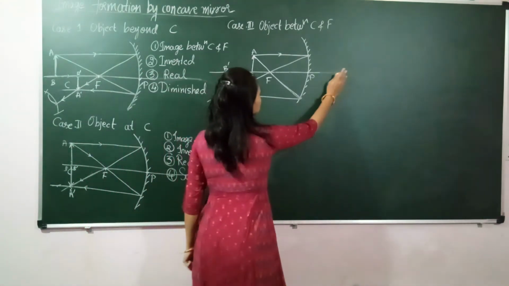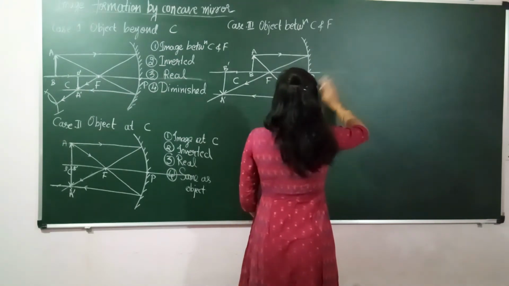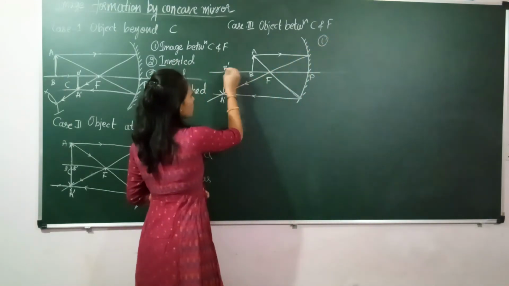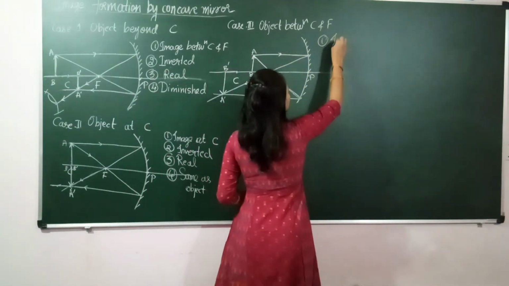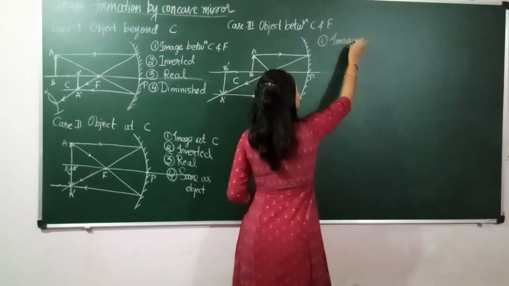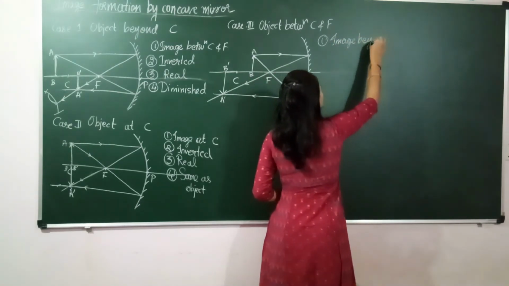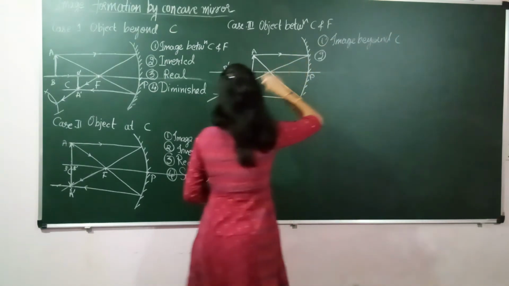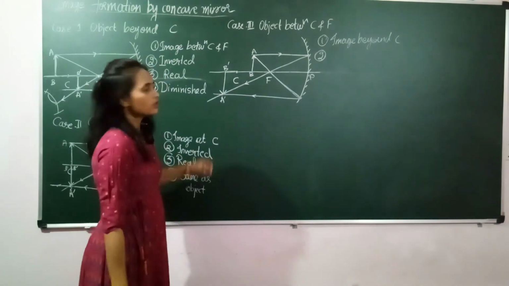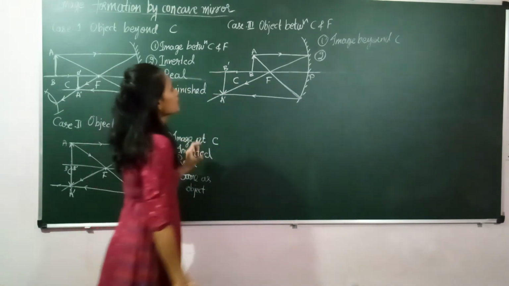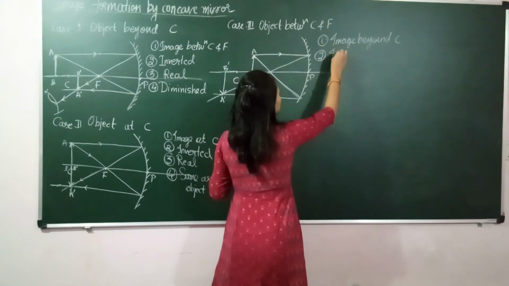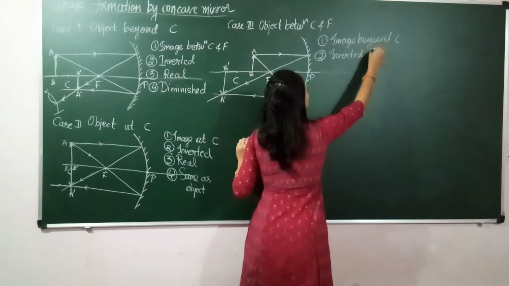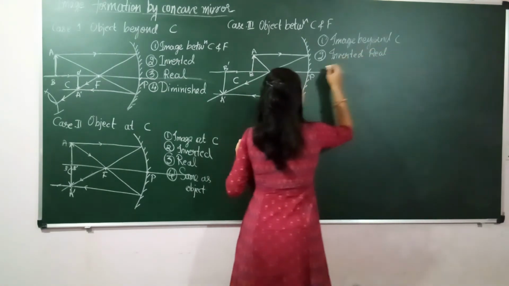Now we will write about the characteristics, the properties of the image. First we will write where the image is formed. Image is formed beyond C. Second, whether it is erect or inverted. When we see it, we are getting an inverted image. So here we will write it as inverted. Always inverted images are real. So we will write inverted, real.